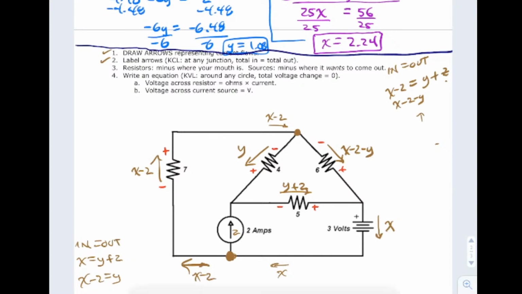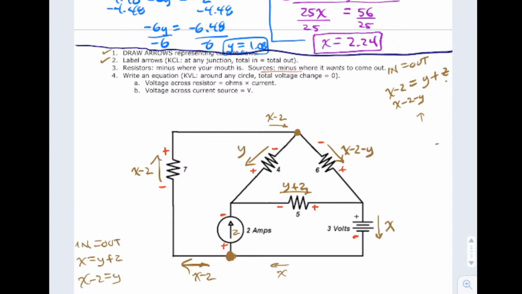For the sources, put the minus where it wants to come out. Actually, with the voltage source, they outright tell you where the plus is, so you can't get that one wrong. But for this one, you have to say the minus is here. They didn't tell us that, but this is the way it wants to flow. It wants to flow up. It's a source. Put the minus where it wants to come out. And I guess the plus would be on this side.